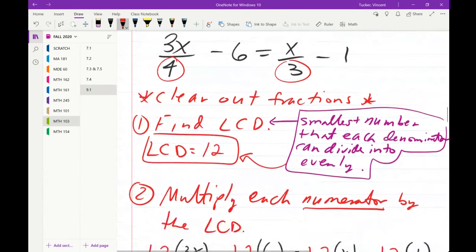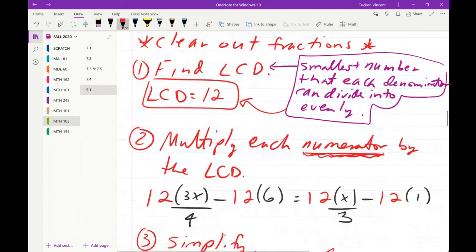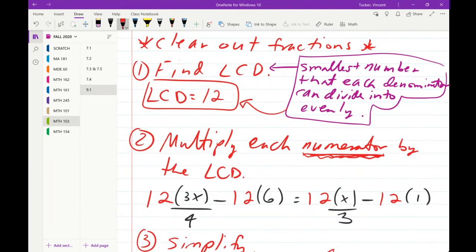All right. Step 2 is we're going to multiply each numerator by the LCD. So notice that we're talking about the numerator, multiplying each numerator by the LCD. We're not multiplying top and bottom. We're multiplying across the equation. So we're going to multiply each numerator by the LCD. So that's what it is here.